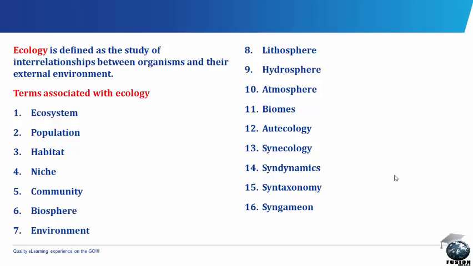Ecosystem. This is an ecological system or unit containing all living organisms and the non-living factors, that is, biotic and abiotic factors. Population. It is the number of a particular species of organisms living in a habitat. Example, the number of Paramecium caudatum, and not just the number of Paramecium in general.